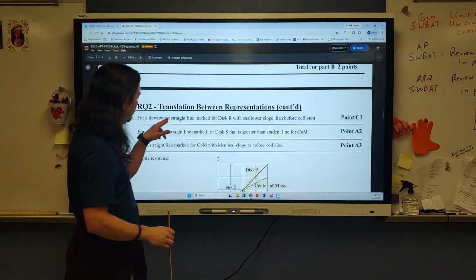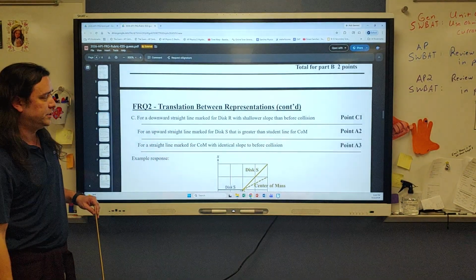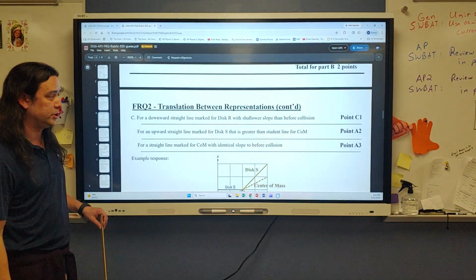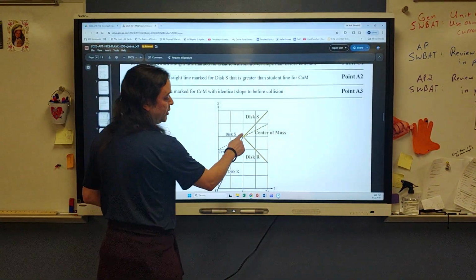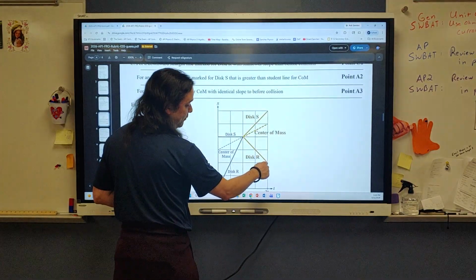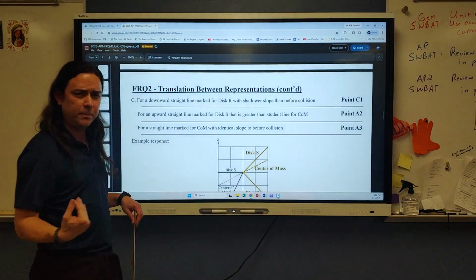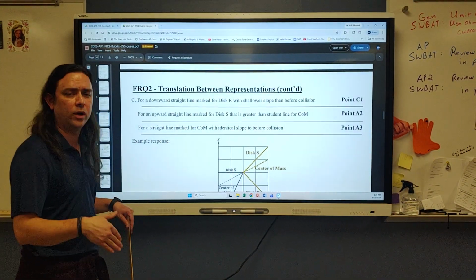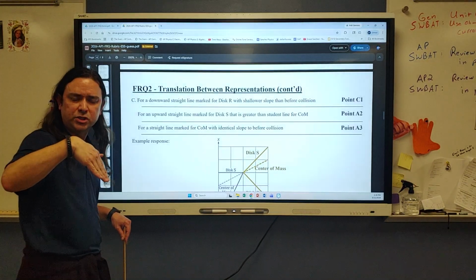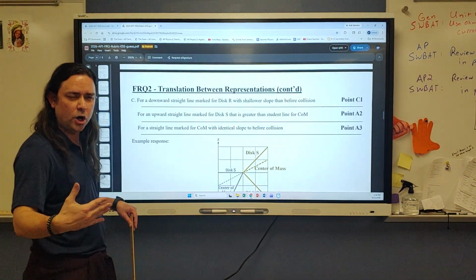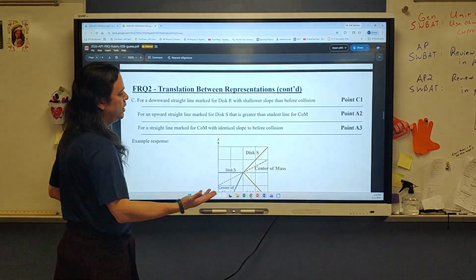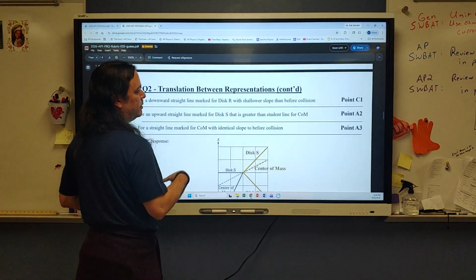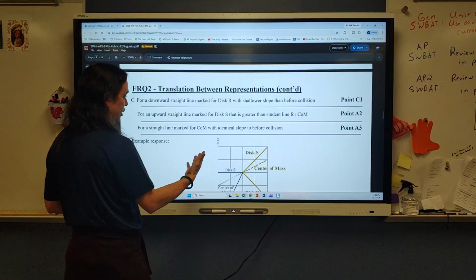1 point for a downward straight line marked for disk R with a shallower slope than before the collision. It's also possible that to get full credit, you might actually have to have it end right here at the halfway mark. I don't know, especially for AP1, they might have it where it's like, okay, you've reduced the slope, so you know that it's going slower, but you wouldn't necessarily have to get exactly where the thing would go. I don't know. Again, this is a best estimate based on my years of experience with the materials.